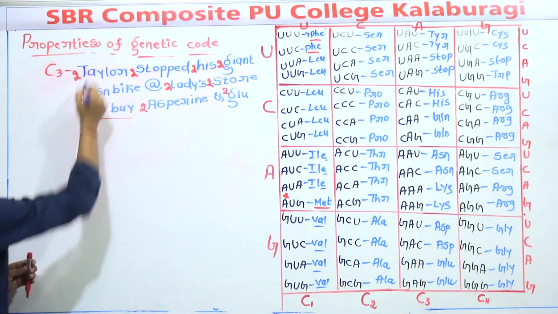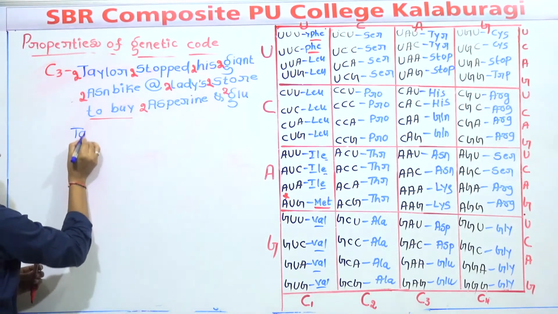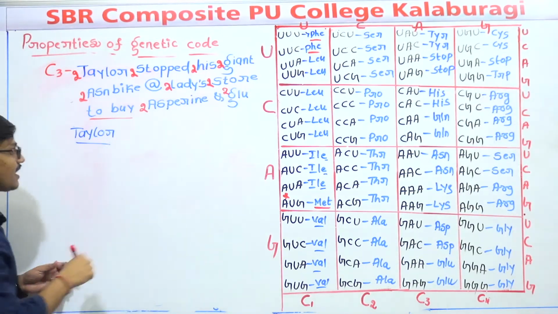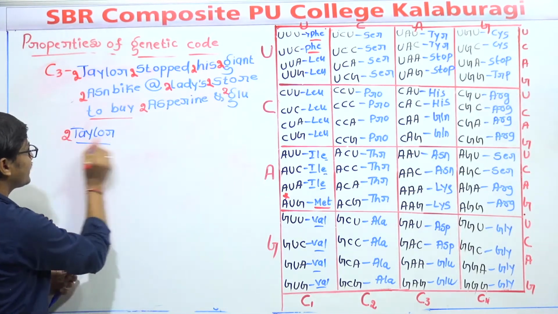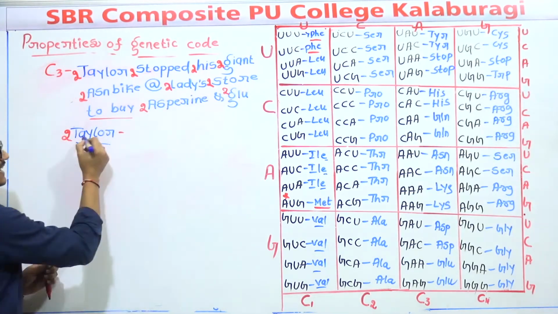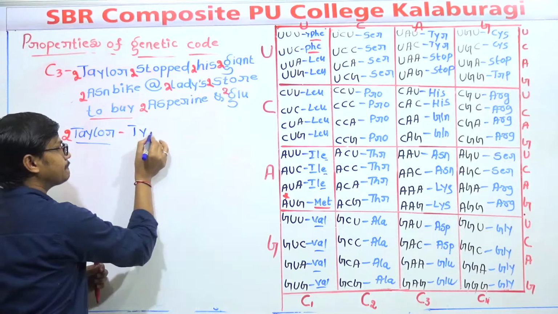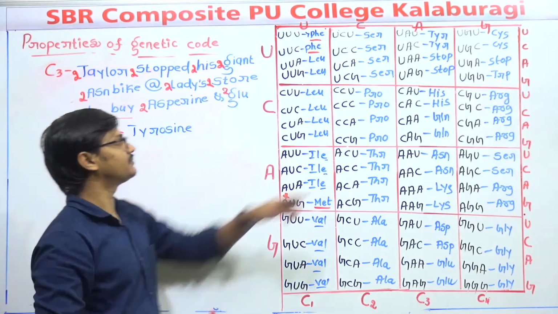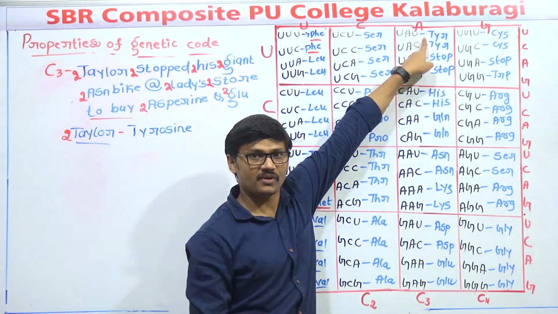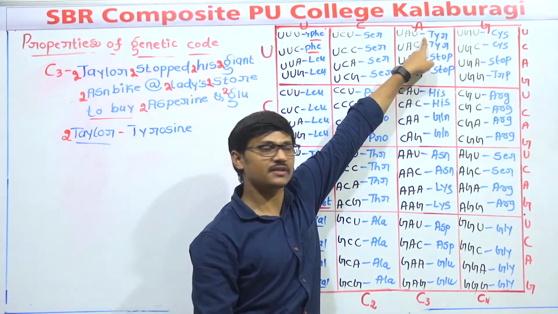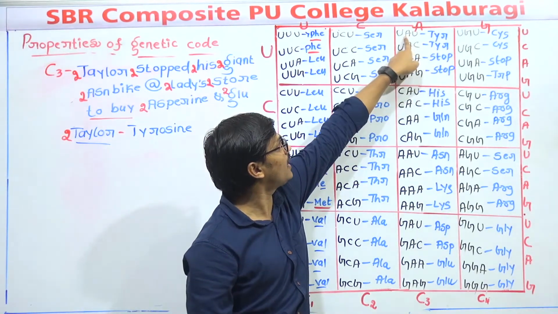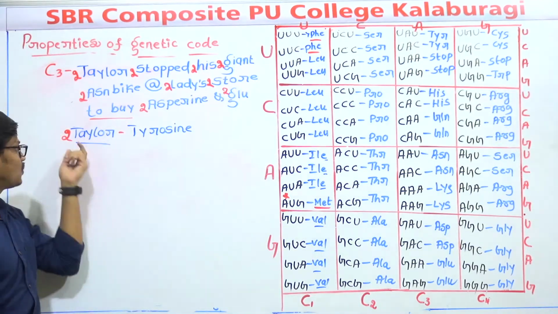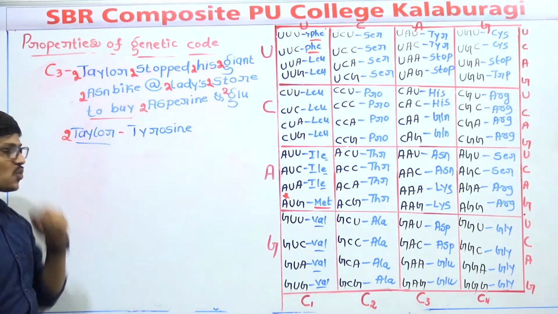First, here I have written Taylor. It means Taylor stands for tyrosine. See here, tyrosine. And how many codons are there for the tyrosine amino acid? 1 and 2. So that's why here I have written 2. So Taylor means tyrosine and there are 2 codons.